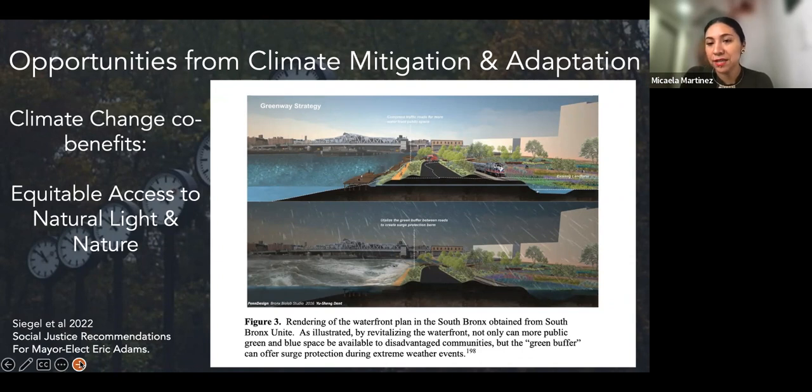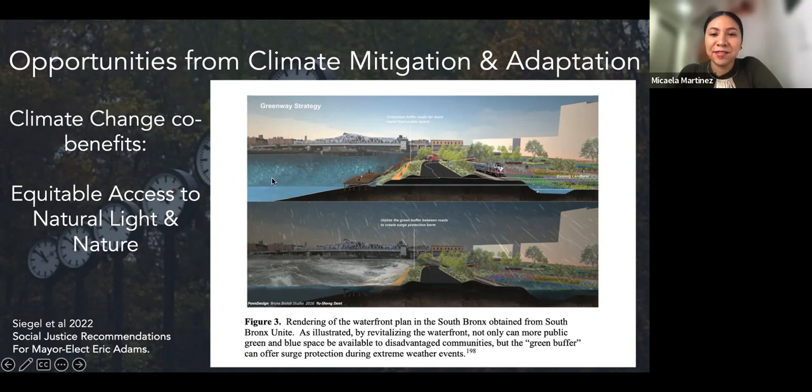And this includes things like building green buffers to protect cities from flooding, and building green spaces that can actually reduce heat traps in cities, et cetera. But all of these climate adaptation and mitigation strategies, when they are increasing green space and blue space access, can also have this co-benefit of getting us outside.